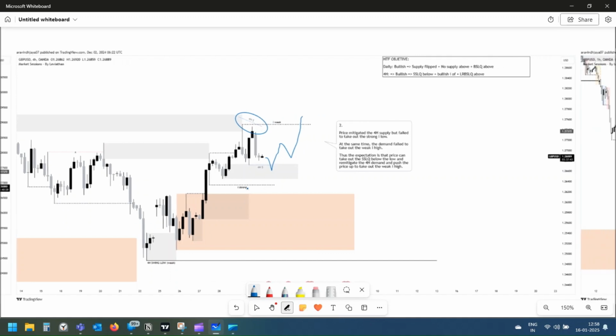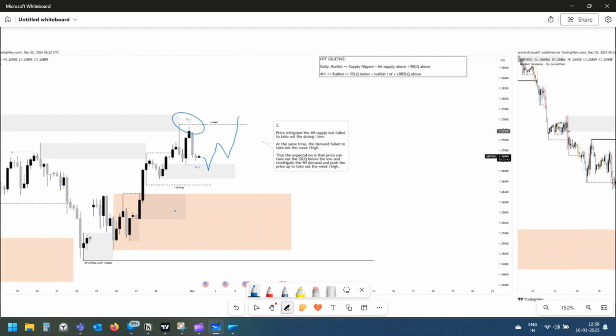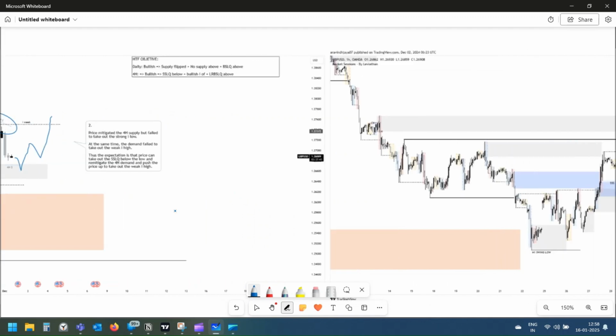So what about this daily demand? Probably next time. From the daily perspective, this demand seems mitigatable, but from the 4-hour perspective, it seems that the price can mitigate the daily demand some other time. So depending upon the time frames, your bias may vary.